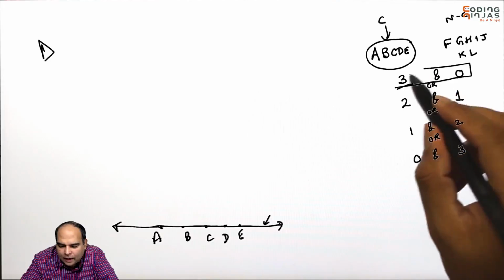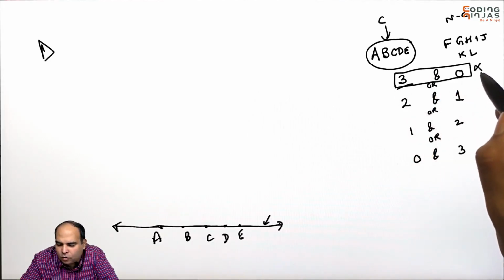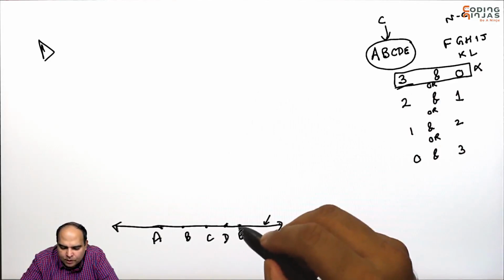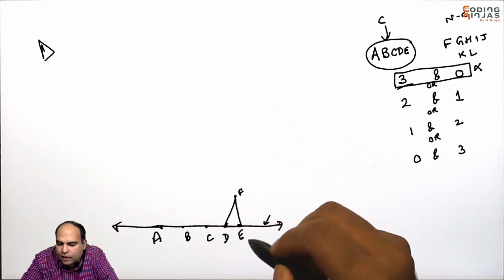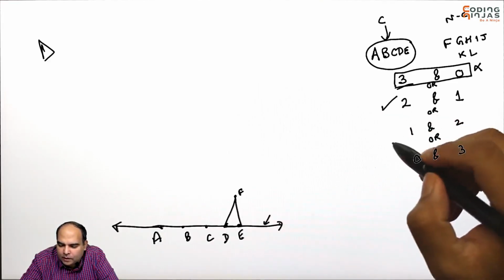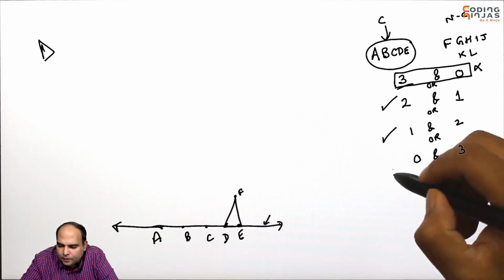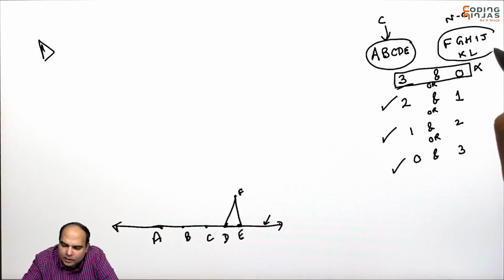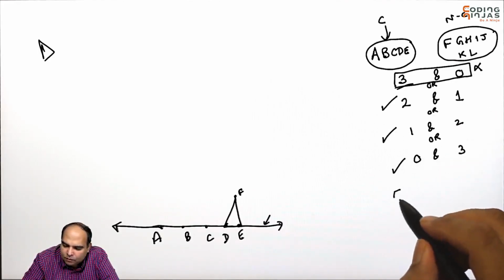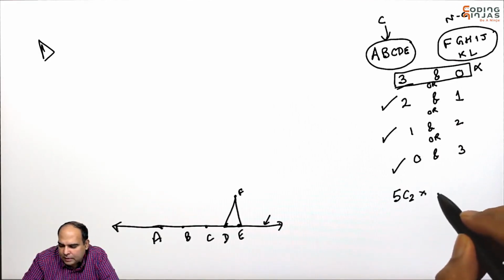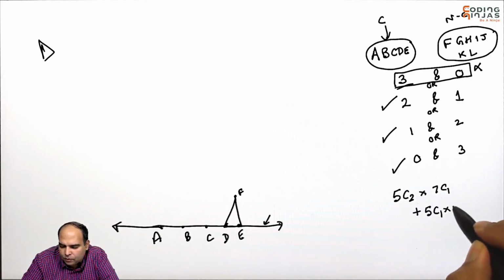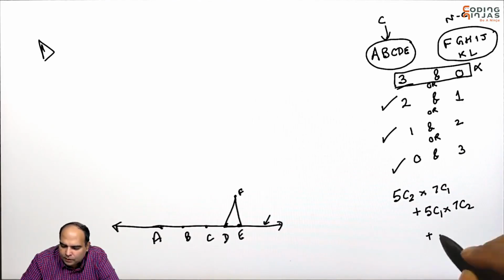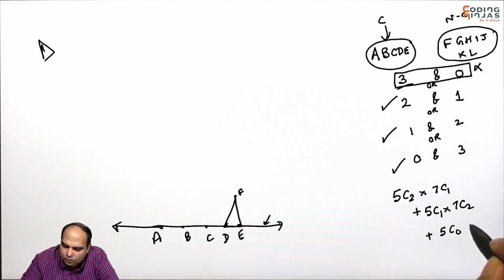So in this scenario, if you take 3 points from this line, obviously you are not forming triangles. But if you take 2 points from this line and 1 point from outside, you can definitely see that a triangle will get formed. So 2, 1 will form triangles, 1, 2 will form triangles, and if I take 3 points from outside the straight line, that would also form triangles. Hence, the number of triangles in this case would be 5C2 into 7C1 plus 5C1 into 7C2 plus 5C0 into 7C3.